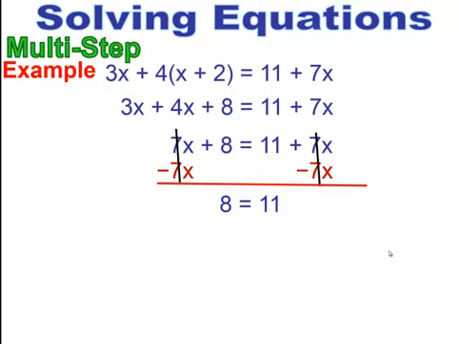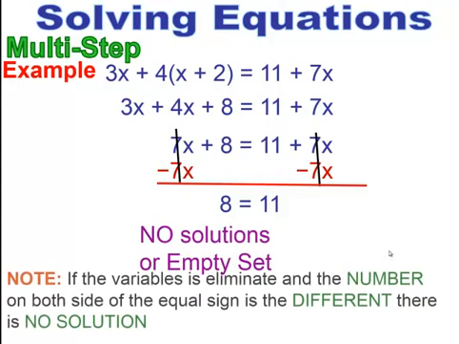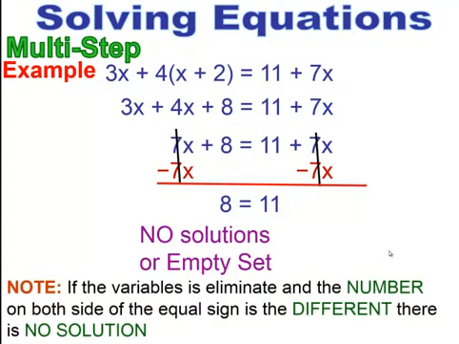That doesn't make sense. So when the variable's eliminated and the number doesn't equal whatever's on the other side of the equal sign, then there's not going to be a solution. I'm never going to find a value for the variable that's going to make it true. So in this case, you would just say no solution or empty set, meaning nothing in the set of numbers. So when the variable's eliminated and you're left with something that's not a true statement, then you end up with no solution.